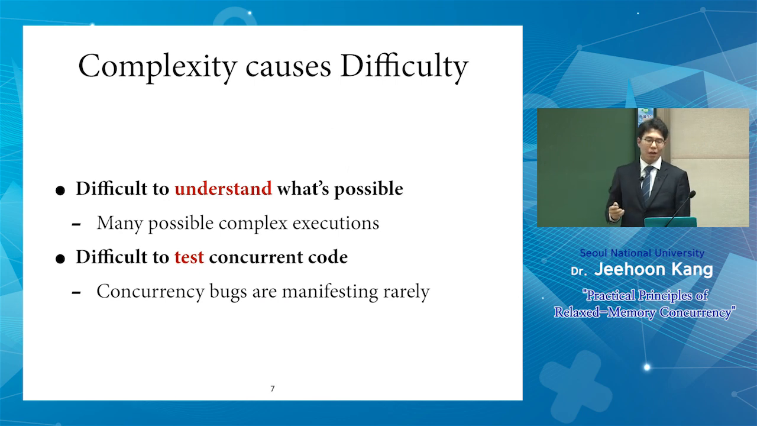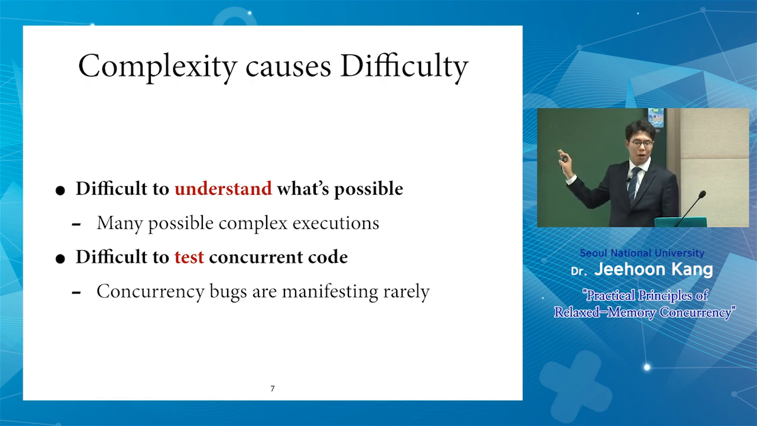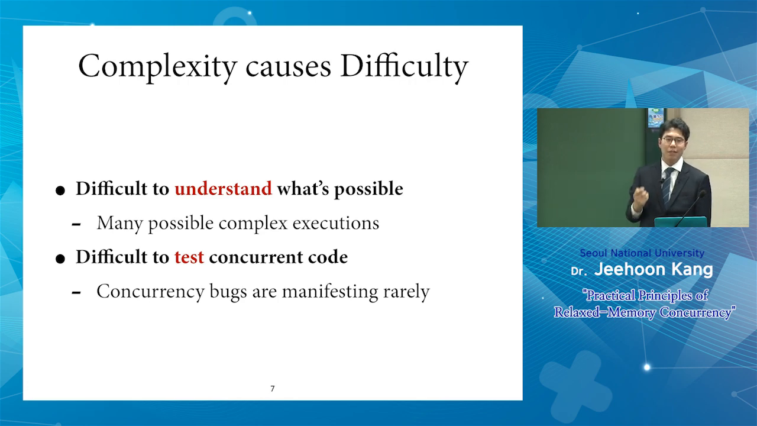This complex phenomenon actually makes things difficult for programmers. First, it is really difficult to understand what is a possible relaxed behavior and what is not, because of these many complex relaxed behaviors. Furthermore, it is really difficult to test concurrent code because concurrency bugs due to these relaxed behaviors usually manifest themselves very rarely. So it is really hard to find and fix those bugs.